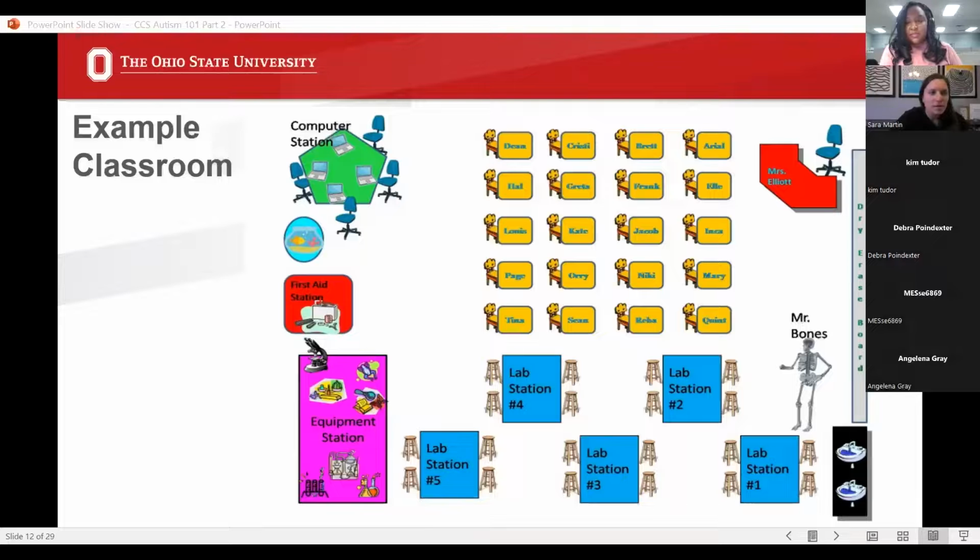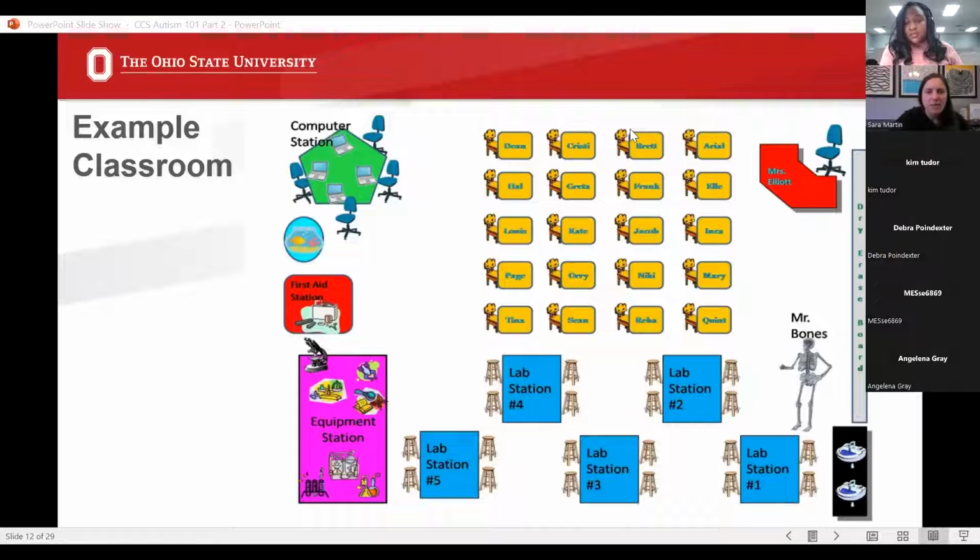Some of the things specific to students, the spacing I think is great too. Some of the things that are specific to students on the autism spectrum, if you notice, the student desks are facing away from the computer station, so those bright lights that typically come from a computer won't affect them. Also, the equipment station that may have chemicals with smells that are a little bit off-putting to some students is far away from their students so that they don't distract them during their seat work.